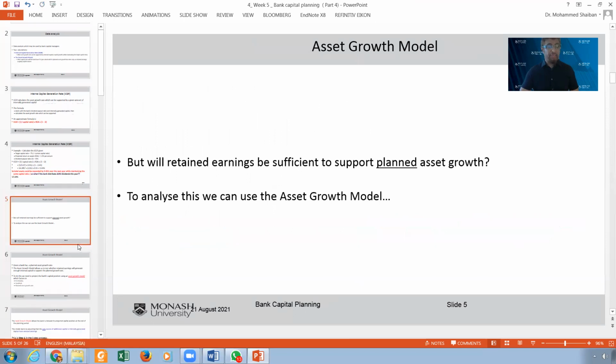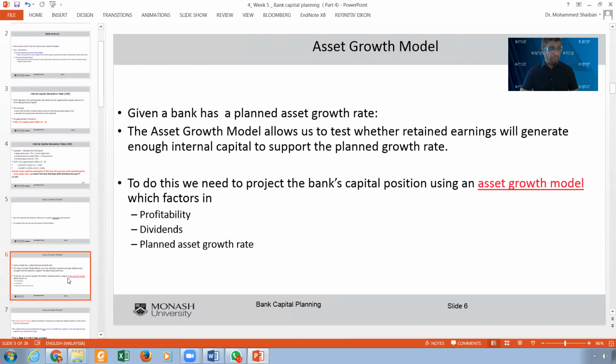So if this is not enough for my planned growth, then in this case, as you can see, we go now to the asset growth model. And the asset growth model is proactive. I mean, it has a dynamic where you can check how much capital is there. If it is not there, then you have to do something about it. The asset growth model allows us to test whether the retained earnings are enough to support our projected growth. To do this, we have to deal with profitability, dividends and planned asset growth. These three factors will affect the formula of this model.